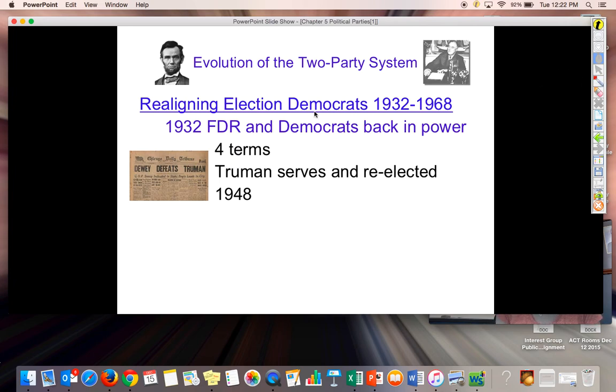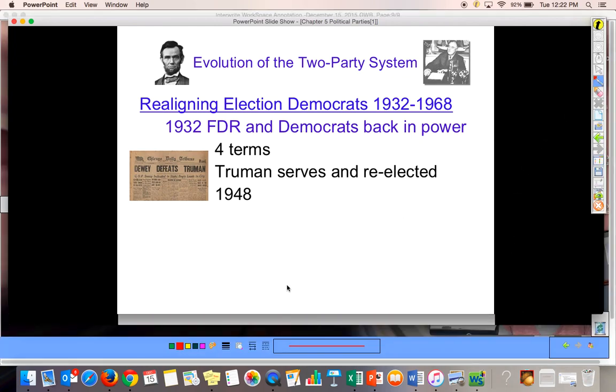Shortly after the 4th term, where'd my little pin go, my colors?